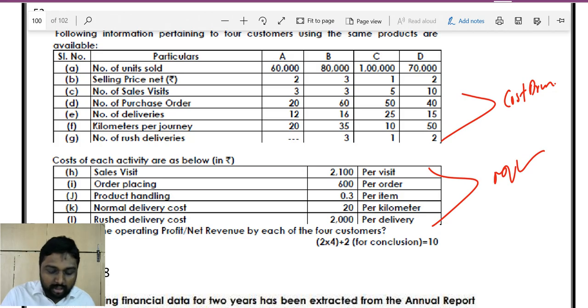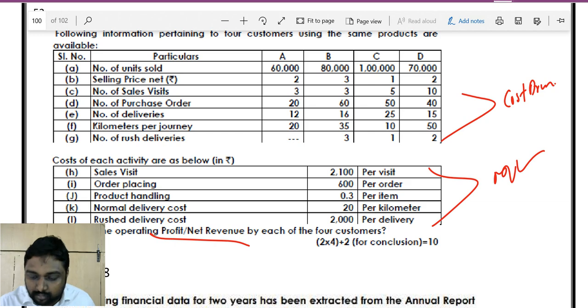So you can do this as homework. I will tell you how to approach it. They are asking for profit. Profit is nothing but revenue minus cost. Revenue is what? Number of units sold is given. We have to multiply by the selling price, and we will get revenue. Less cost.